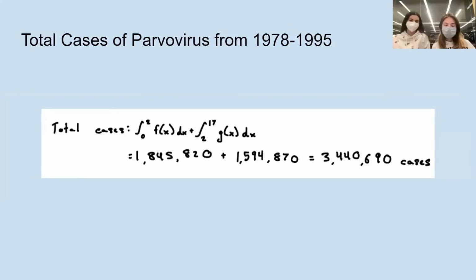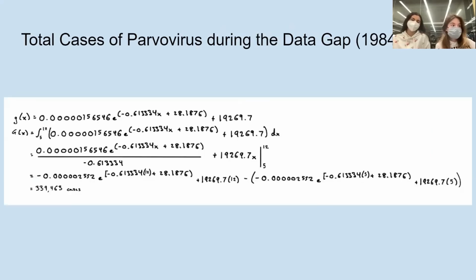So in order to find our overall total cases, we took the definite integral from 0 to 2 of the function f of x, and then the definite integral from 2 to 17 of the function g of x, as we were adding the two areas under the curve together. So that resulted in us adding 1.8 million and 1.59 million together to get around 3.4 million total cases of parvovirus in the US since 1978.